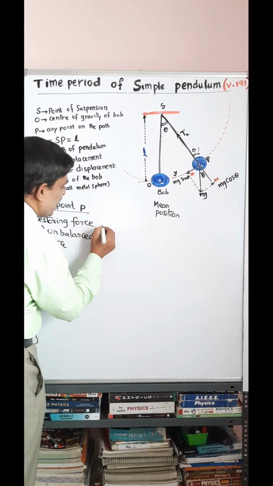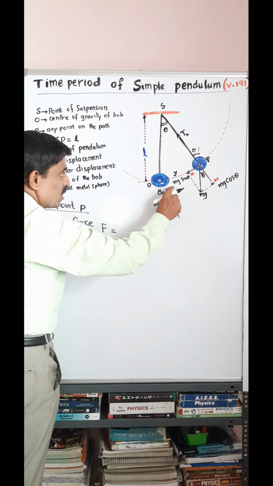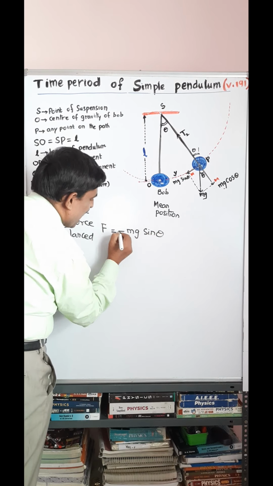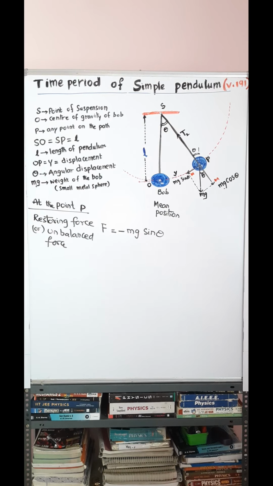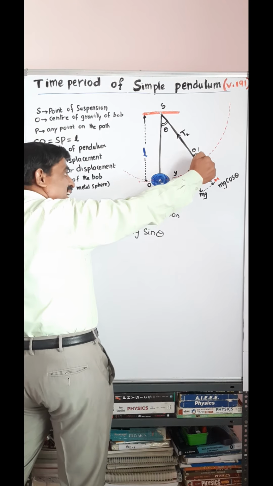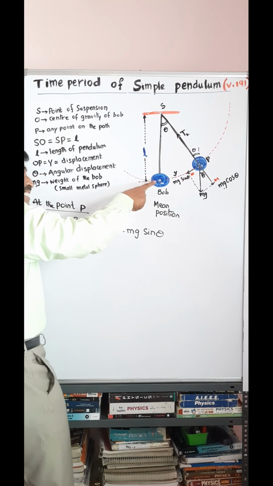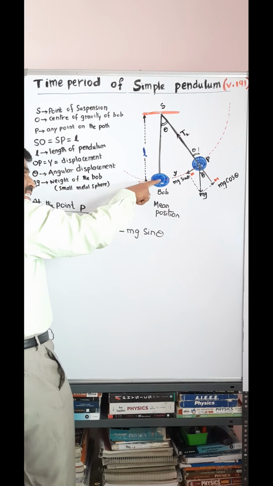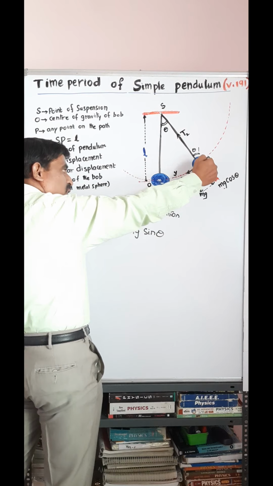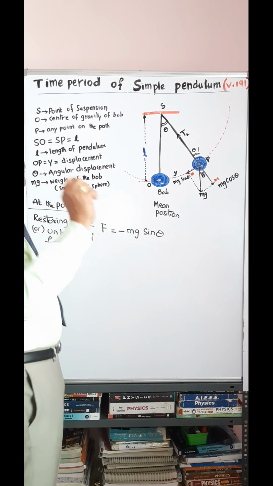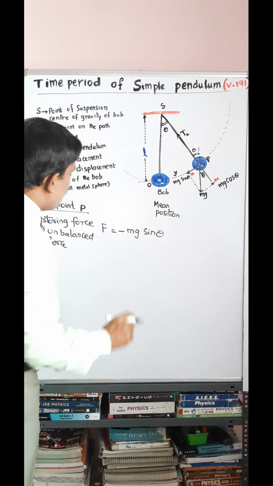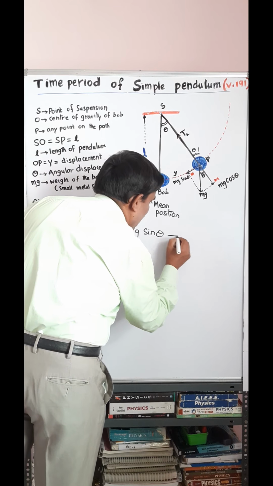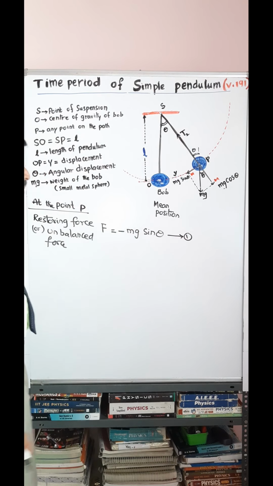F is equal to mg sin theta. Here I am writing the minus symbol. The reason is that the restoring force is acting towards the mean position. Displacement of the bob is along the OP direction, and restoring force is along the PO direction. Both are opposite in direction. For that reason I have written the minus symbol. Now this equation I am calling equation 1.